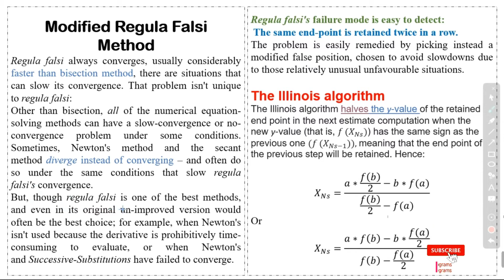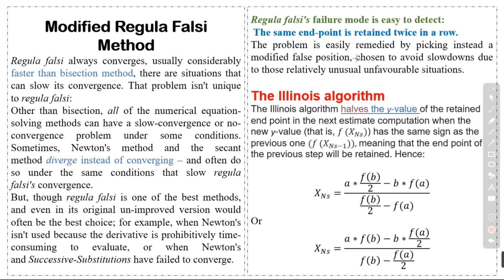But Regula Falsi is one of the best methods, and even in its original unimproved version would often be the best choice, for example when Newton's isn't used because the derivative is prohibitively time consuming to evaluate, or when Newton's and successive substitutions have failed to converge. Regula Falsi's failure mode is easy to detect: the same endpoint is retained twice in a row. So this is the situation in which Regula Falsi method fails.